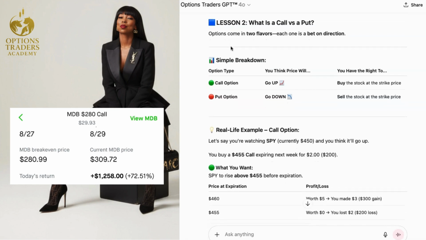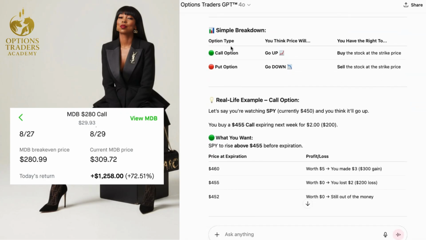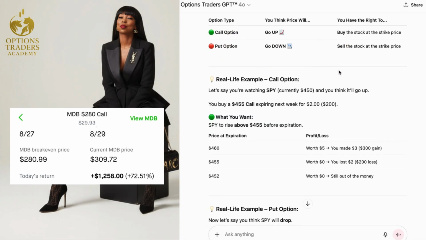All right. So first and foremost, a call goes up. That's bullish. You buy the stock at the strike price. And a put goes down, and that's bearish. You sell the stock at a strike price. Simple as that. Put goes down, call goes up. A put is bearish, a call is bullish.